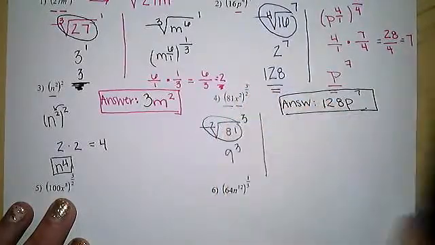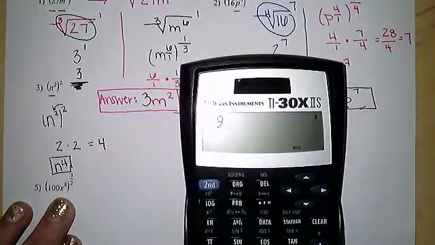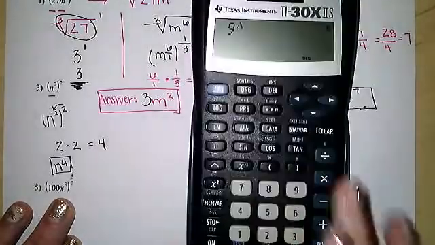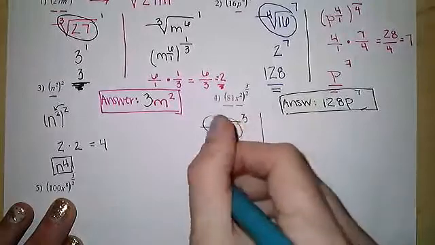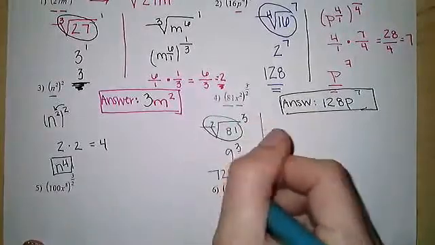And then we have to raise 9 to the 3rd power. So 9 with the little roof button, to the 3rd, raise the roof. We got 729 as our first part of our answer.